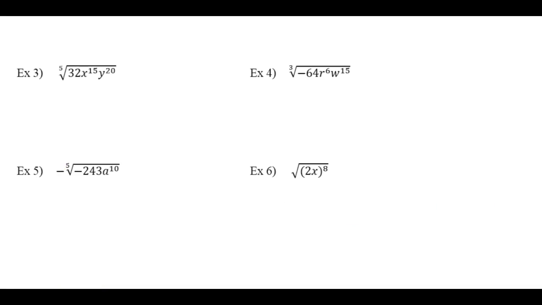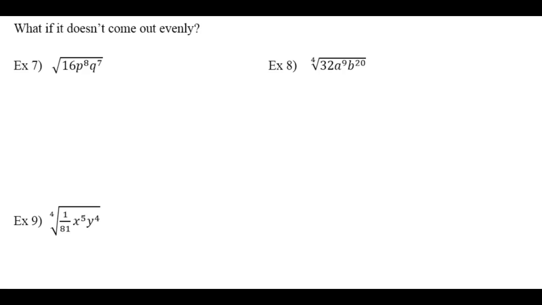Okay, now if we go down to the bottom, it says, what if it doesn't come out evenly? So what is the square root of 16? Okay, that's good, right? The square root of 16 is 4. What's the p going to be? p to the 4th, good.